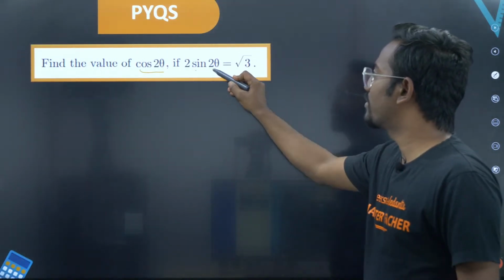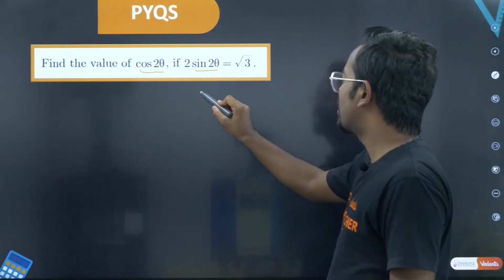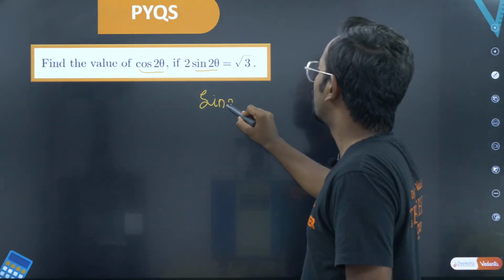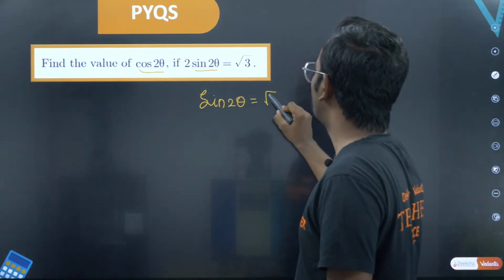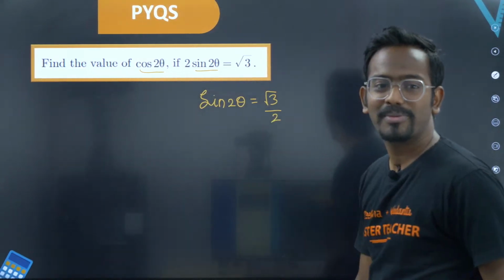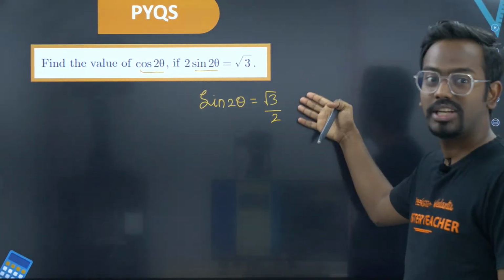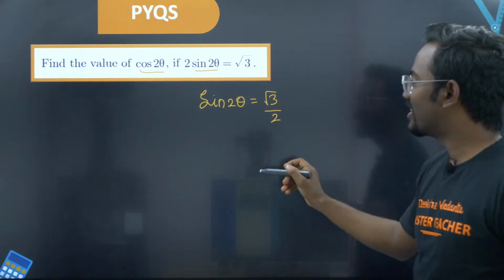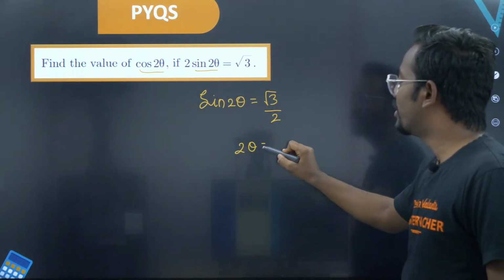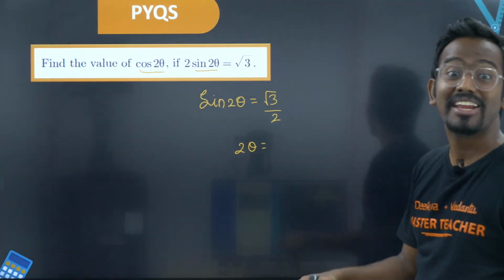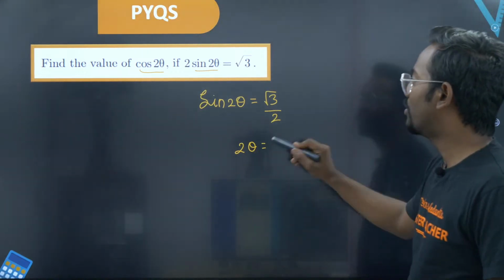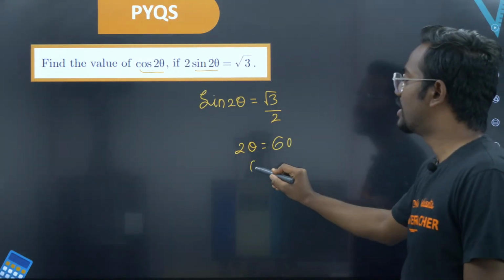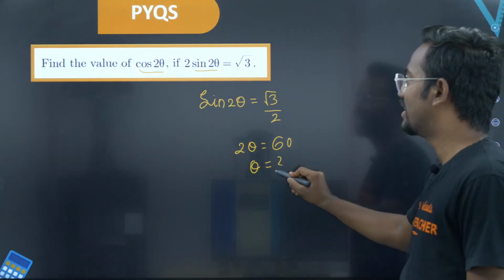Very simple question. I want cos 2 theta, but they have given sin 2 theta. Sin 2 theta is equal to root 3 by 2. What do you mean by this? Sine of some angle is root 3 by 2, so what is that angle? Sine of 60 is root 3 by 2. So 2 theta should be equal to 60, that is theta is equal to 30 degrees.